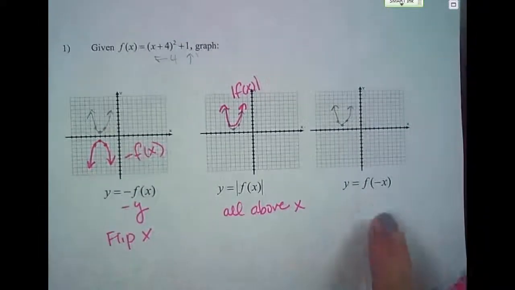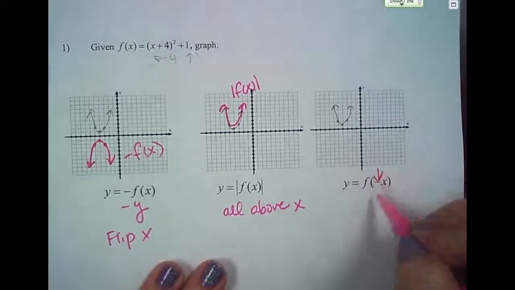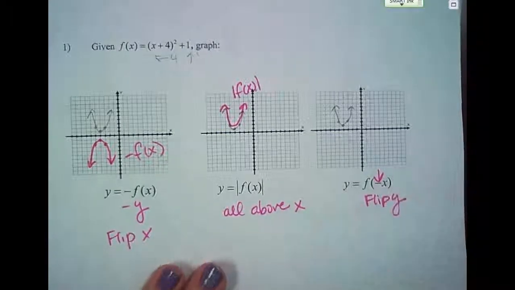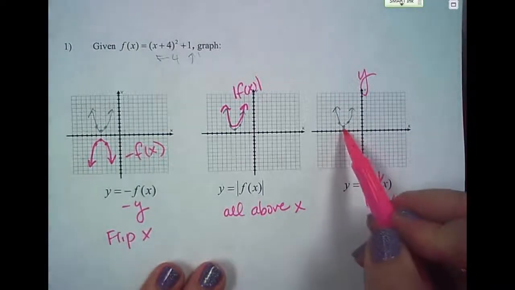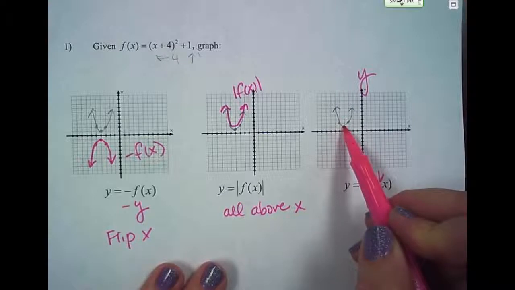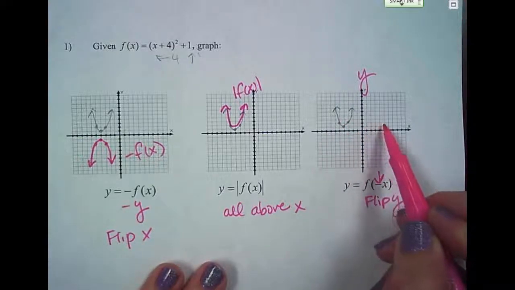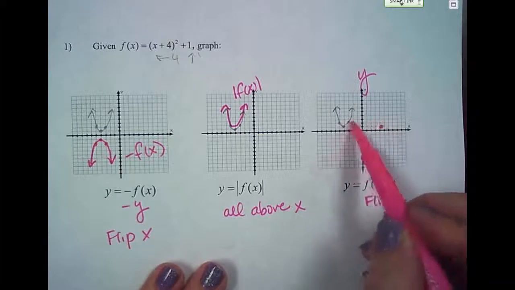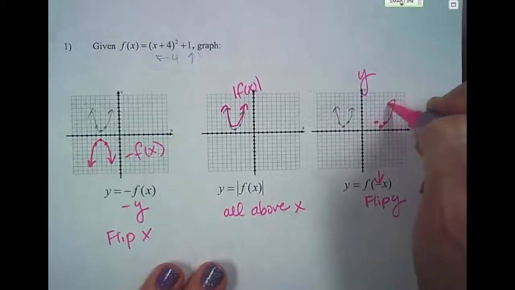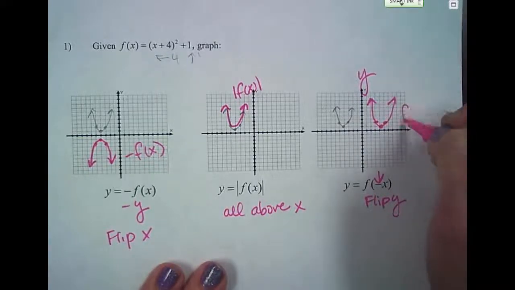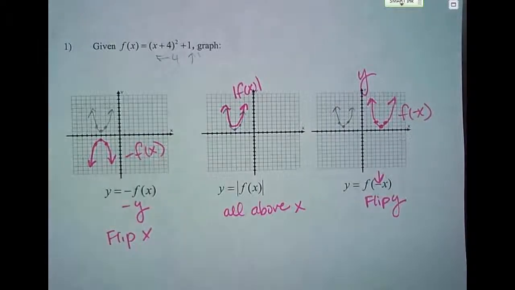The next one says opposite x. So opposite x flips y. Okay, now if you're struggling with flipping, watch me. This is my y-axis. You're going to hop over it. So if I was here, left 4, I'm going to go right 4. If I was right 5, I'm going to go left 5. Okay?